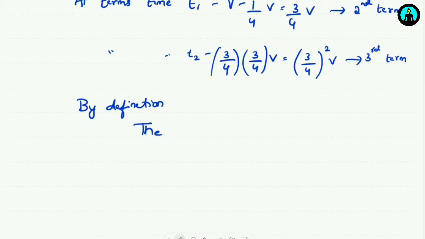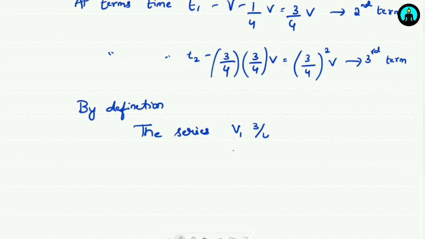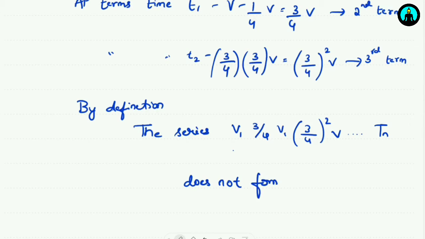But here the term is being multiplied by 3 by 4 at each and every step. So the series we get is V, 3 by 4 V, 3 by 4 the whole square V, and the fourth term will be 3 by 4 the whole cube V. It goes on up to the nth term, which does not form an AP.